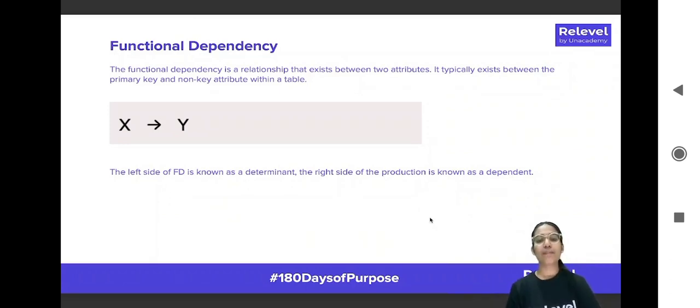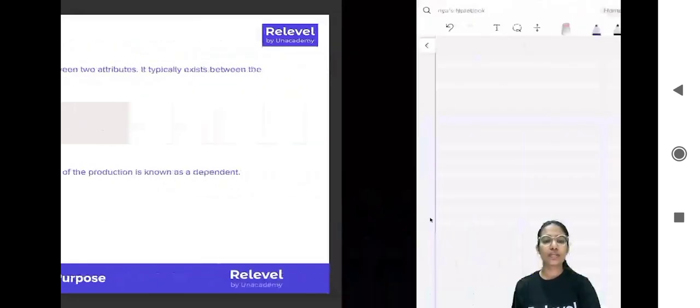So functional dependency is a relationship that exists between attributes. Okay, so attributes are nothing but characteristics of entities, right? And now we are talking about functional dependency that tries to define the relationship between two attributes for an entity. Okay, it usually exists between the primary key and the non-primary key attributes within a table.